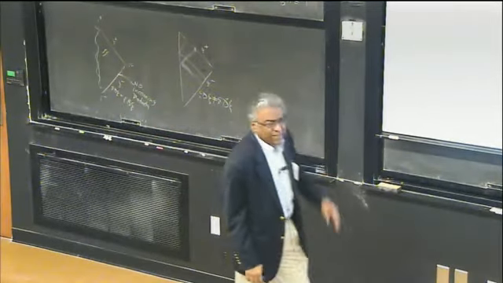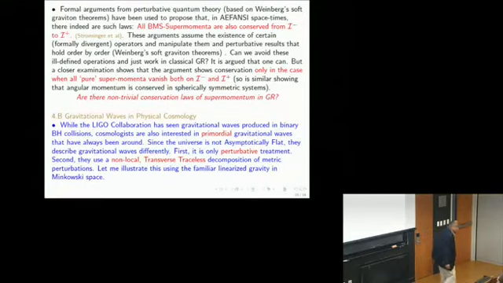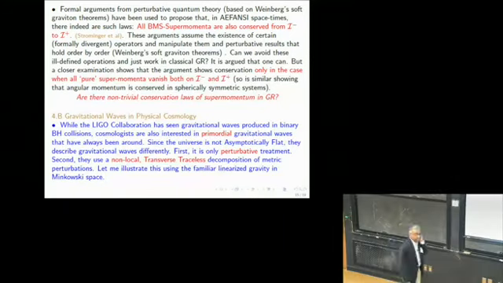And so the argument is too restrictive, but the question is still very interesting. Is it true that in full nonlinear general relativity, we have non-trivial conservation laws for supermomentum? And the last part I would talk about is gravitational waves in physical cosmology. Yeah. Not settled yet? No, it's not settled yet. And we can discuss later. It's not trivial to settle it, but okay.